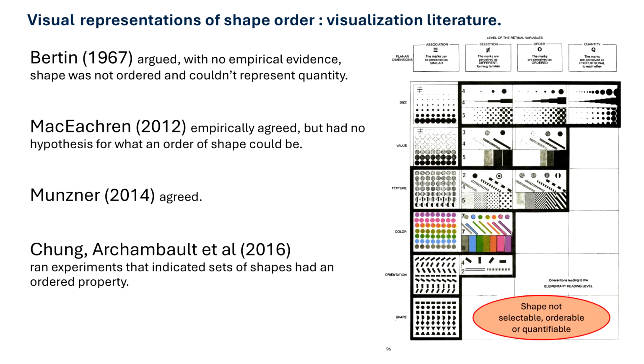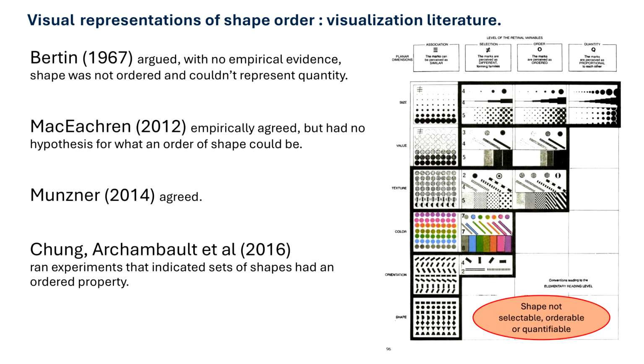Just looking at a couple of others, Mackinlay in 2012 did a study which I think by today's standards would be quite questionable, but agreed with Bertin in that study that shape was not really a useful visual cue. And many others, in Munzner's textbook, 2014, and many others presenting, have really taken Bertin's work and just assumed it was the truth.